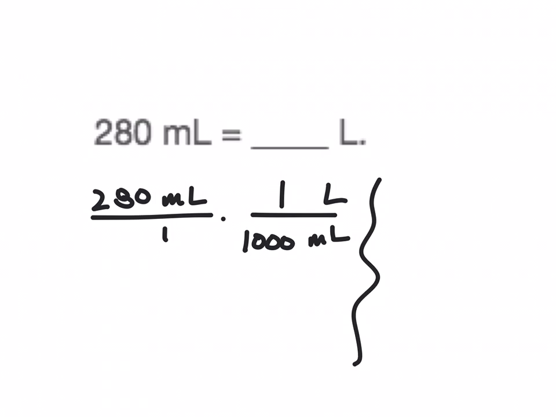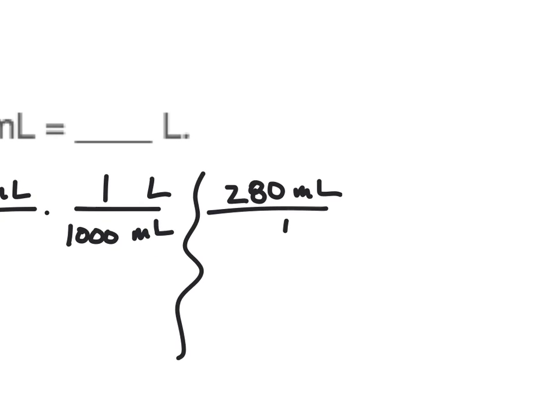The other thing that'll work, and I'm going to show you guys this, you could use the other one as well, 280 milliliters over 1. If I multiply that by, what is it? What do we got? Milliliters down here and liters. If I have 1 milliliter, that means I have 0.001 liters.